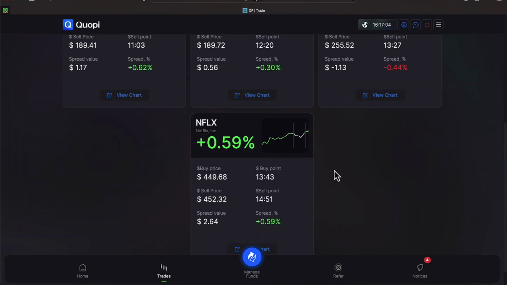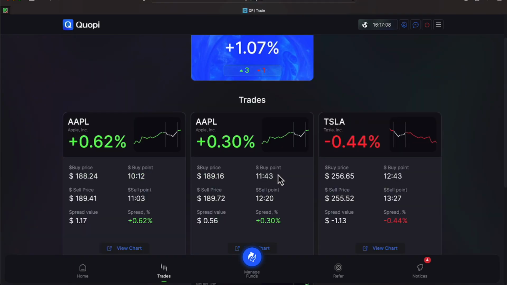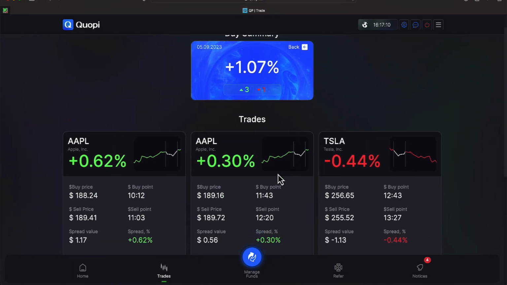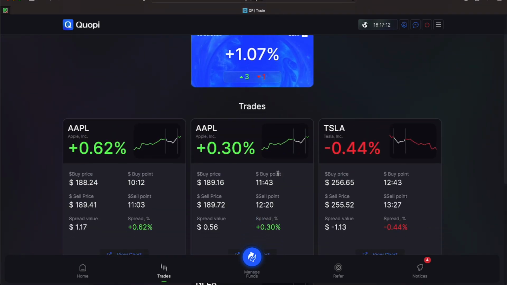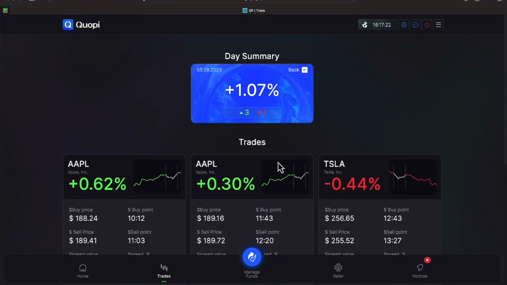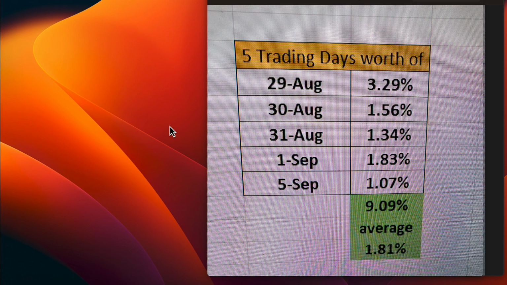Looks like Netflix was positive with a 0.59 gain, and Apple was positive with two trades, a 0.62 and a 0.30, and Tesla was down a 0.44. We look at our blue credit card in the middle of the screen and we have a gain of 1.07%.